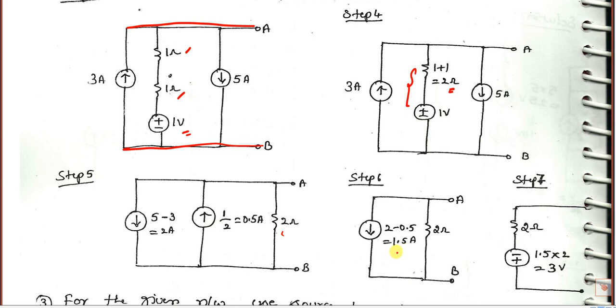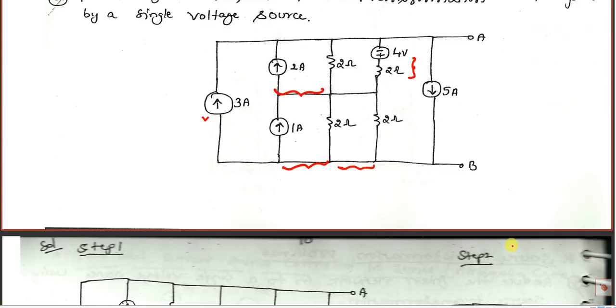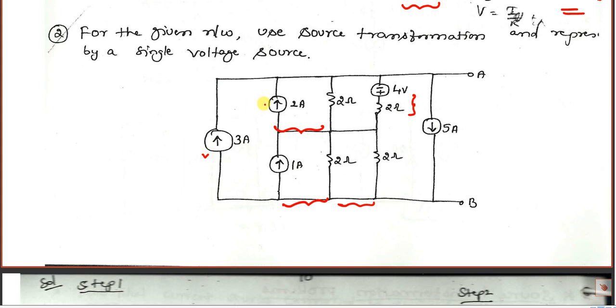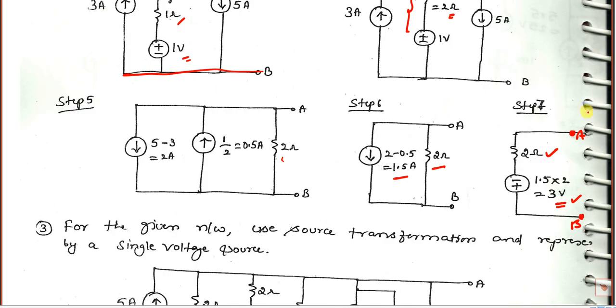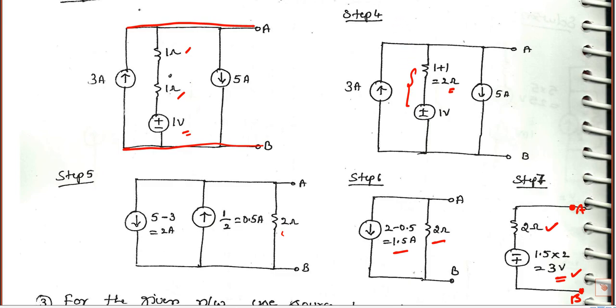And again, finally, you convert this one to a voltage source. So V is equal to IR, 1.5 into 2 is 3 volts, and the same 2 ohms you have to connect here. This is terminal A and this is B. So towards A minus should be there, towards B plus should be there. So we converted this complex network using source transformation into a simple practical voltage source with 3 volts and an internal resistance of 2 ohms.